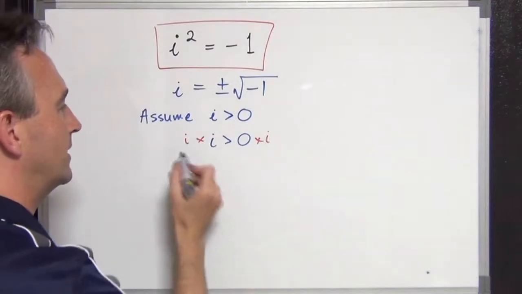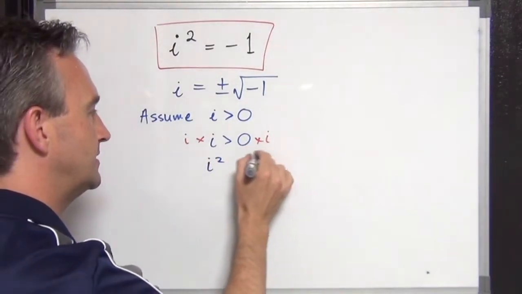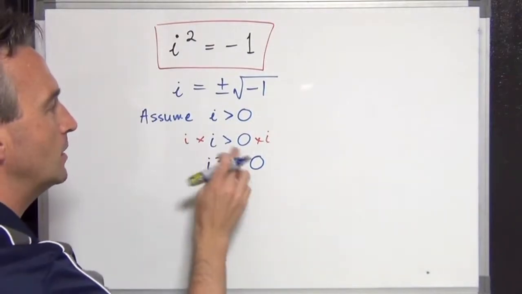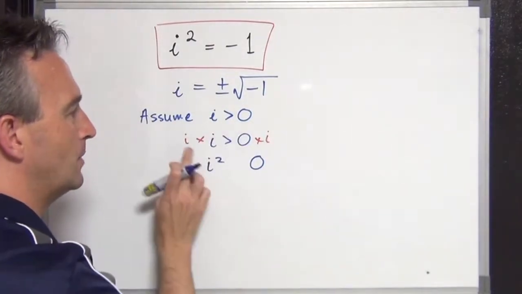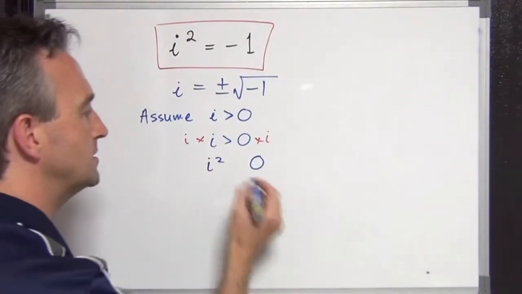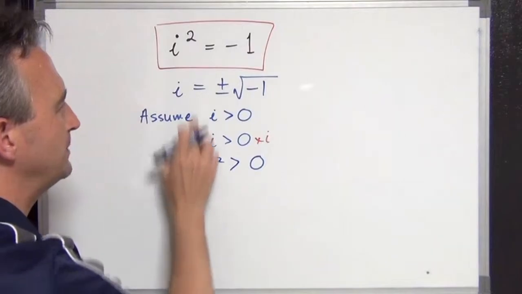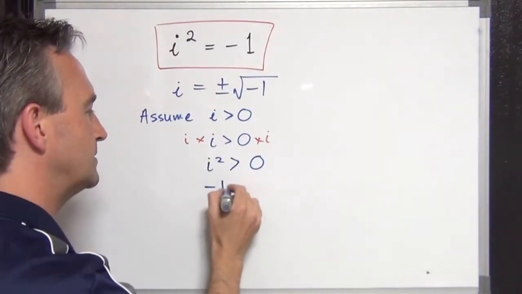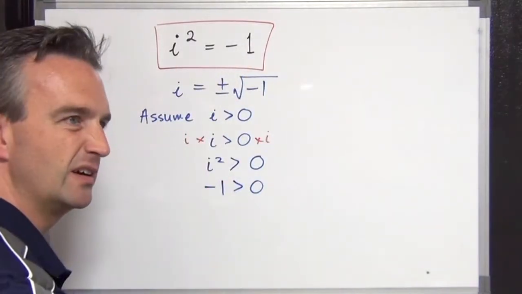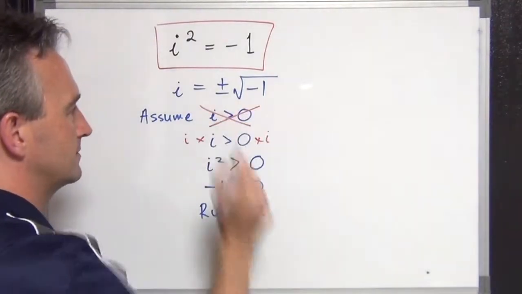So on the left, we're going to get i times i squared. On the right, 0 times i is 0. And what happens here? Well, we're assuming that i is positive and I'm multiplying left and right by i, so I'm multiplying by a positive number, so the inequality is not going to flip. But i squared by definition is -1, which gives us -1 is greater than 0. That doesn't make any sense. Rubbish. That can't be right.